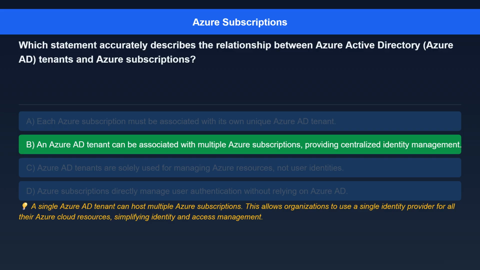The correct answer is, quote, an Azure AD tenant can be associated with multiple Azure subscriptions, providing centralized identity management. Here's the explanation. A single Azure AD tenant can host multiple Azure subscriptions. This allows organizations to use a single identity provider for all their Azure cloud resources, simplifying identity and access management.